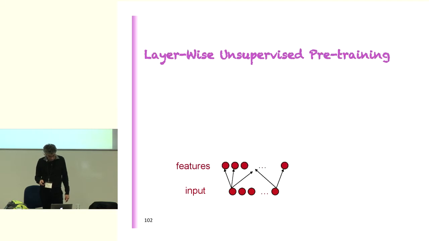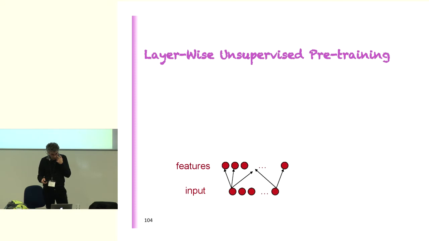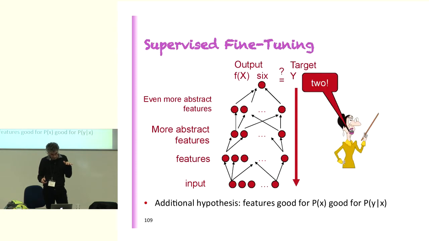So I'm going to recap the procedure for this unsupervised pre-training. We train some features using unsupervised learning, for example, to reconstruct the inputs by backprop. Then we throw away the reconstruction weights, and we keep those features, and we're going to train more abstract features on top by using the same procedure again, and then we do it again. And at the end, we can do supervised fine-tuning. So I think I've made that clear.